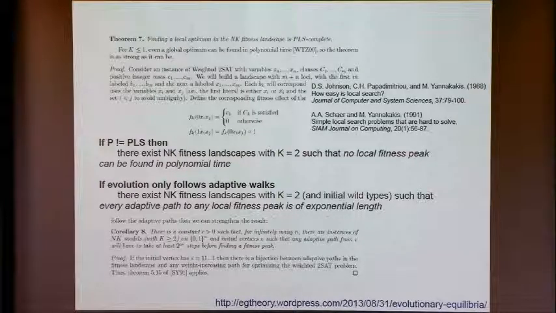Now, if you let me be more like some of the biological literature and say, okay, well, I'm an adaptationist, I only care about things that follow adaptive walks, then we don't even need the P not equals to PLS condition. If we look at point mutations on this genotype space, then for some conditions and for some landscapes, every adaptive path to any local fitness peak will be of exponential length. And actually, from almost all starting points.